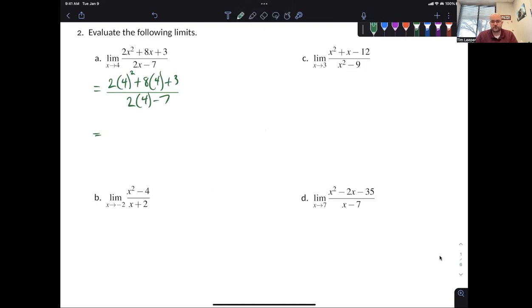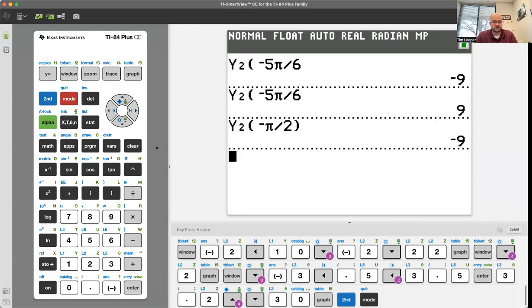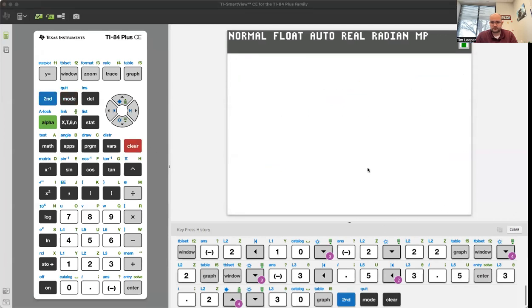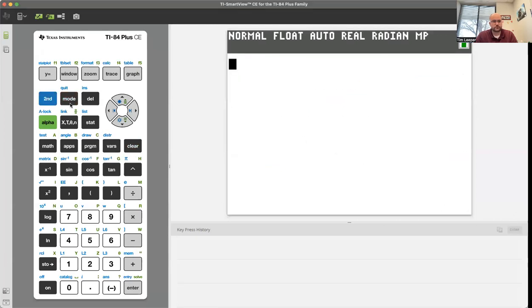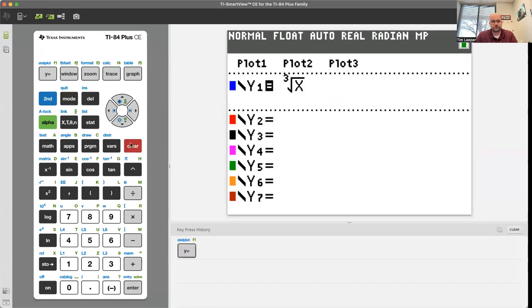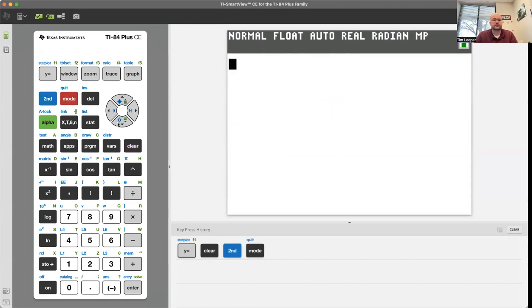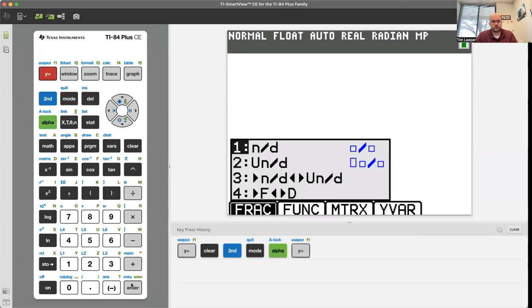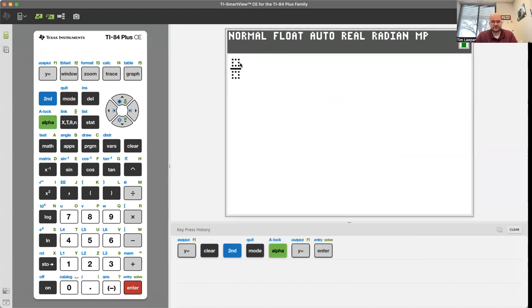So if we go to the calculator here, okay, so if we go to y equals, clear anything in here. Just on the home screen here, do alpha y equals enter. And notice that it gives me a square over square. And I can just type this in exactly.